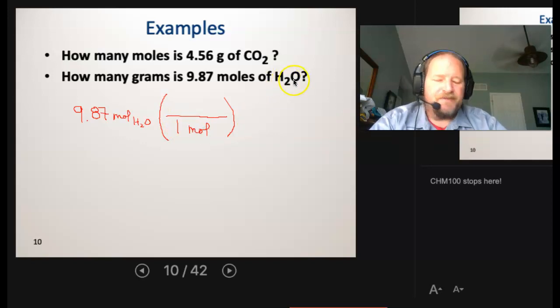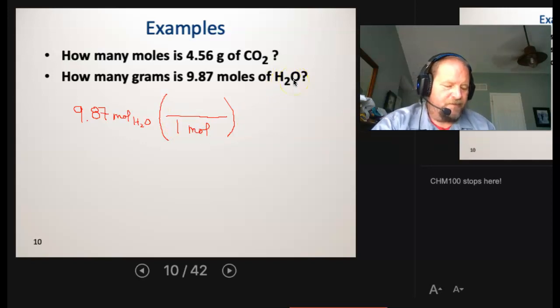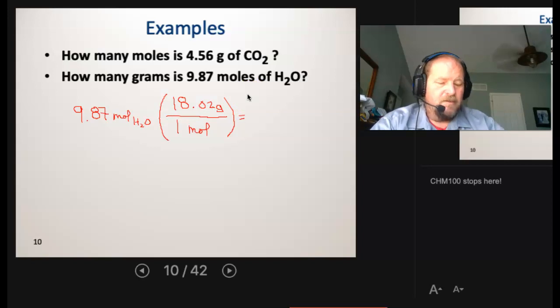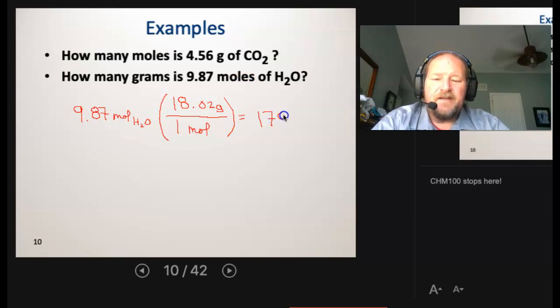now water, H2O is going to have a mass. Again, I'll use 1.01 for my hydrogens. There's 2 of them. I'll add 16 for the 1 oxygen, and I'm going to get 18.02 grams. I'll multiply that by the 9.87. I get 3 significant figures, and so my final answer will be 178 grams.